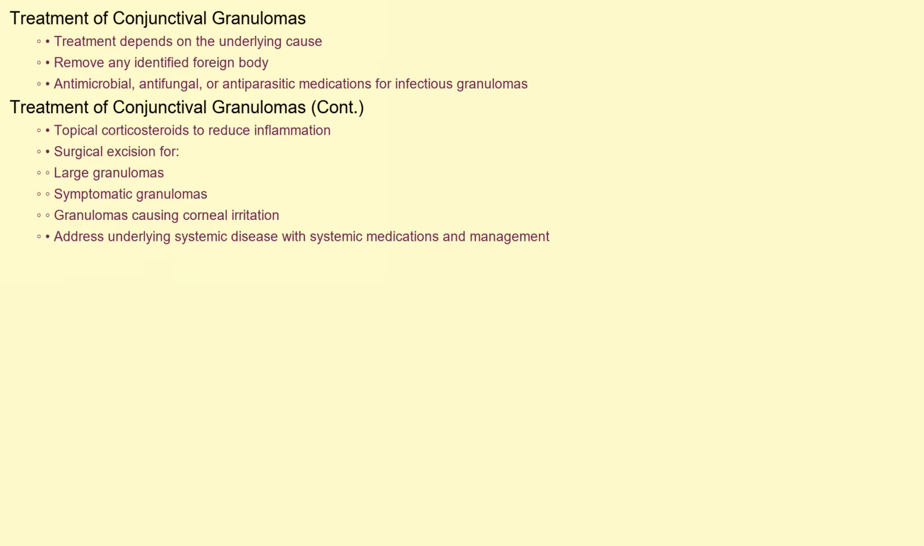Treatment of conjunctival granulomas depends largely on the underlying cause. If a foreign body is identified, it needs to be removed. For infectious granulomas, appropriate antimicrobial, antifungal, or antiparasitic medications will be prescribed. In some cases, topical corticosteroids may be used to reduce inflammation.